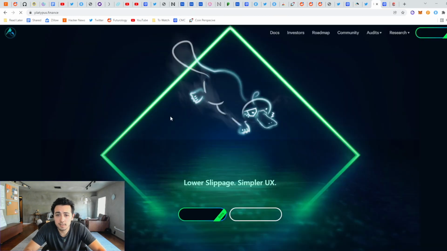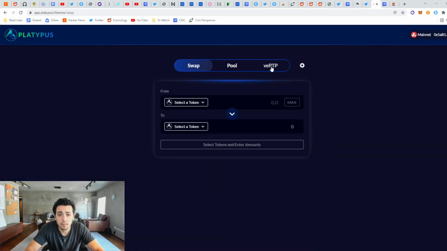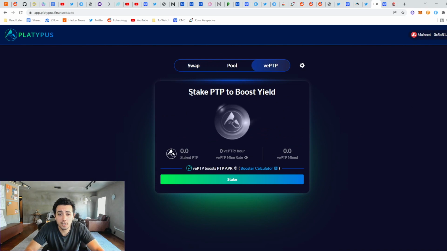Platypus Finance, a whole new kind of AMM for stable swap. They have an interesting mechanism to keep you staked with your stable coins. And the way they do that is by offering their token, you're allowed to boost your yield.